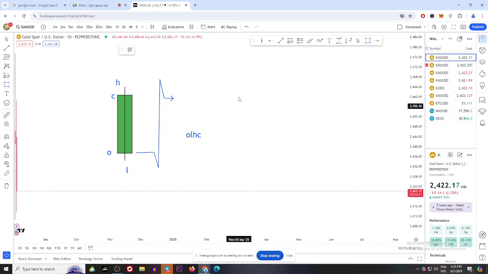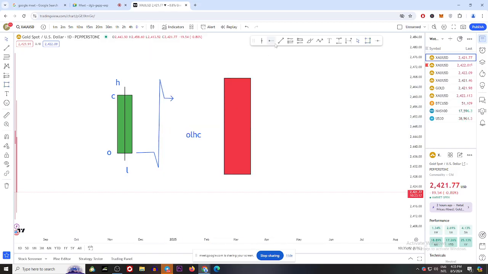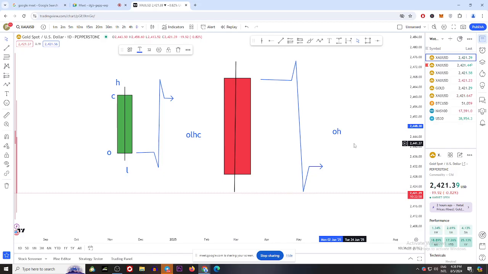And then how will it be for the red candle? The same process. This is the opening, right, my friend? Then it goes high, comes down to low, goes to the upper side and closes. So what do we call it? OHLC.